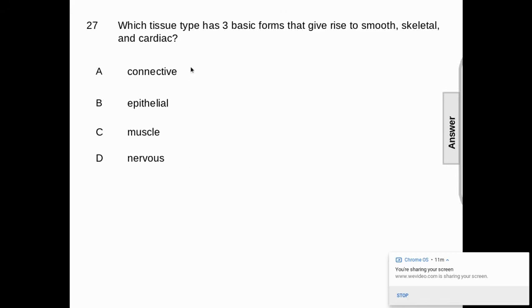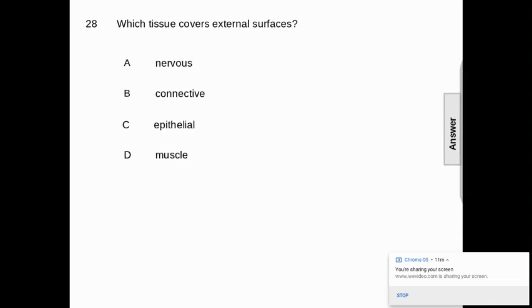27. Which tissue type has 3 basic forms that are called smooth, skeletal, and cardiac? So which type of tissue is smooth, skeletal, and cardiac? Is it connective, epithelial, muscle, or nervous? The answer is C, muscle. Muscle can be smooth, skeletal, or cardiac.